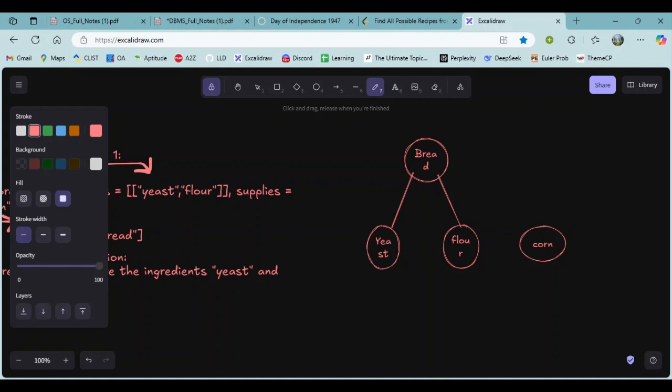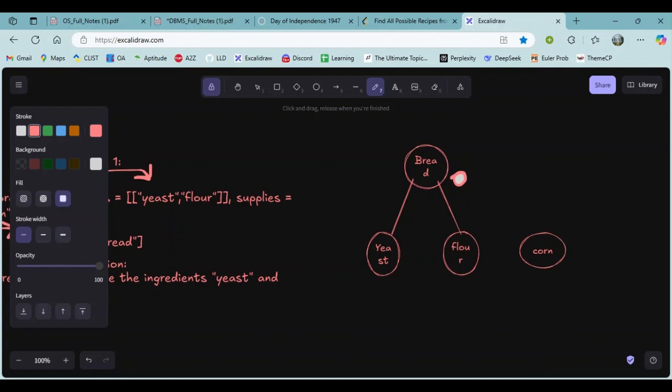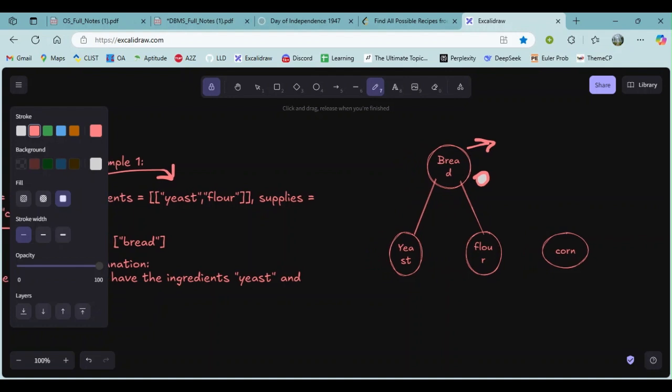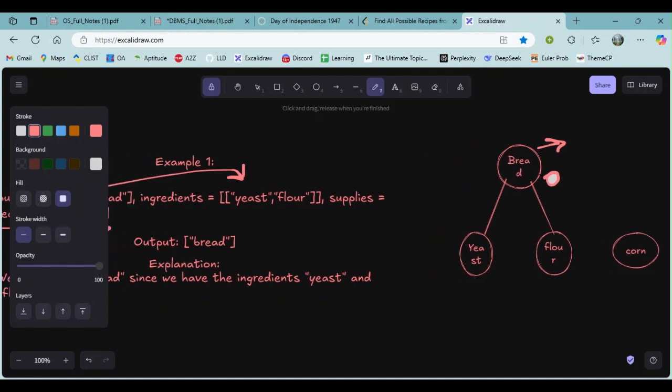So we'll go to yeast and flour. Bread has an in degree of 2 because of 2 children. After removing the in degree for yeast and flour, it becomes 0, and since corn is not connected, it will not come into the picture. And bread having an in degree of 0, we will push bread into my queue and also visit it. When I visit it, I will put it in my answer vector. I know that if I visited it, I can make it.